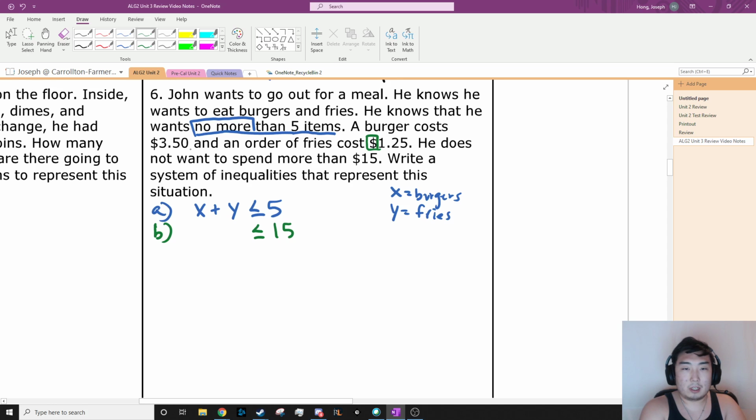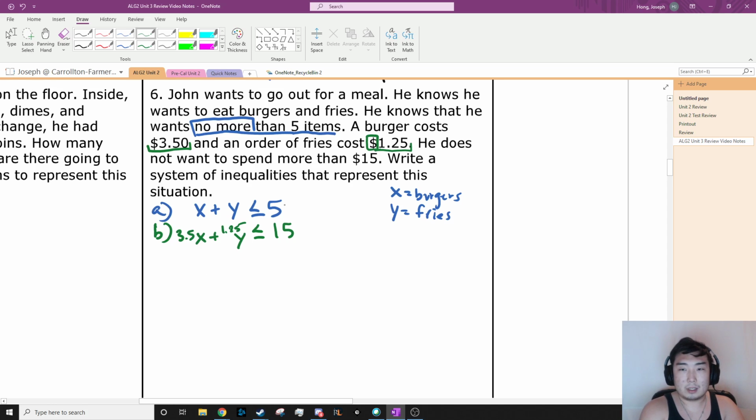But what about the association for price? How do I represent this piece of information algebraically? So I know that I have x's and y's, and I know that my cost is going to be both my fries and my burgers. I know that a burger costs $3.50 and fries cost $1.25. I ran out of space, so this will have to do.